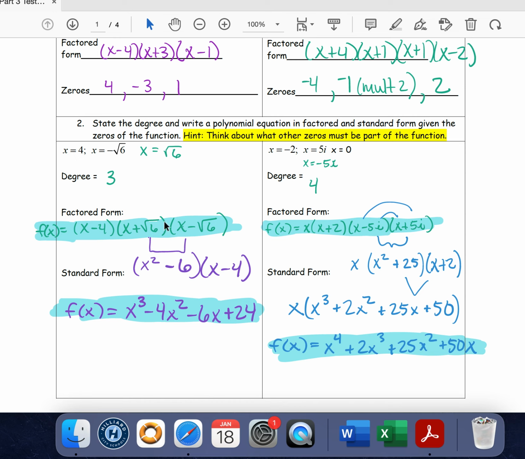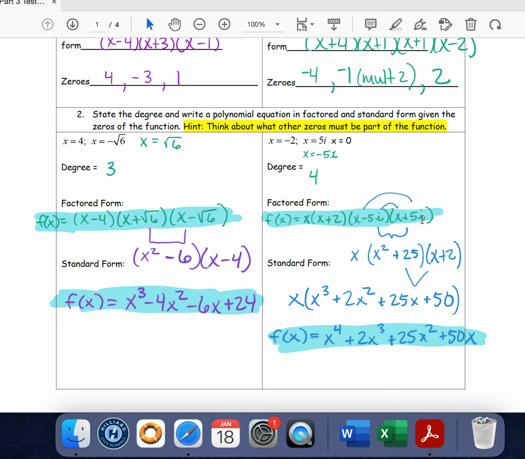Factored form, we're just multiplying this out to get the x squared minus 6 and the x minus 4, of course. And then if you want it in standard form, just go ahead and multiply the purple. Same thing over here. X minus 5, x plus 5 is going to lead to x squared plus 25, and then multiply it out to get to standard.